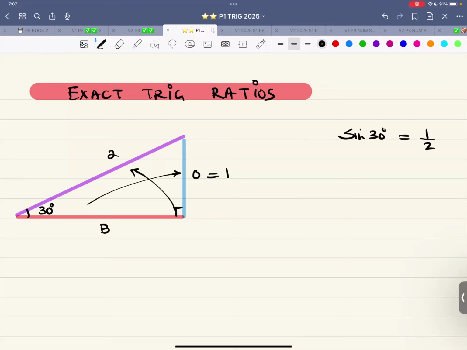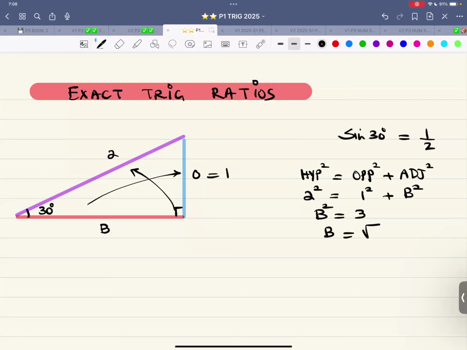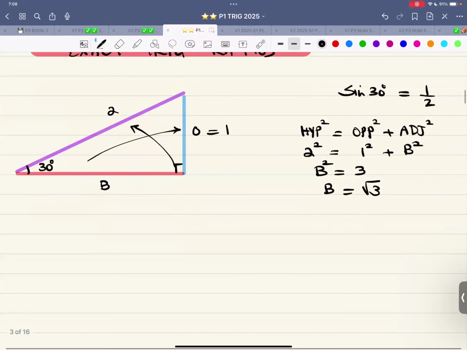Therefore, I'm interested in finding the base. So hypotenuse square is equal to opposite square plus adjacent square. So this is 2 square, this is 1 square, this is b square. Therefore, b square is 3, therefore b is square root of 3. We only take the positive value.